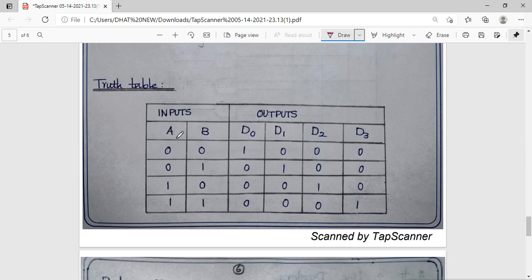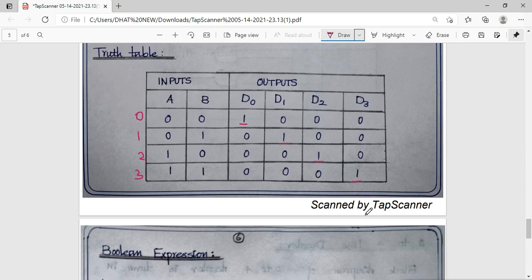Here AB, that is the input lines: 0 0 is 0, 0 1 is 1, 1 0 is 2, 1 1 is 3. D0, D1, D2, D3 are the outputs. If 0 0, we get output from D0; 0 1 means we get output from D1; 1 0 means we get output from D2. If A and B are both enabled, we get output from D3.